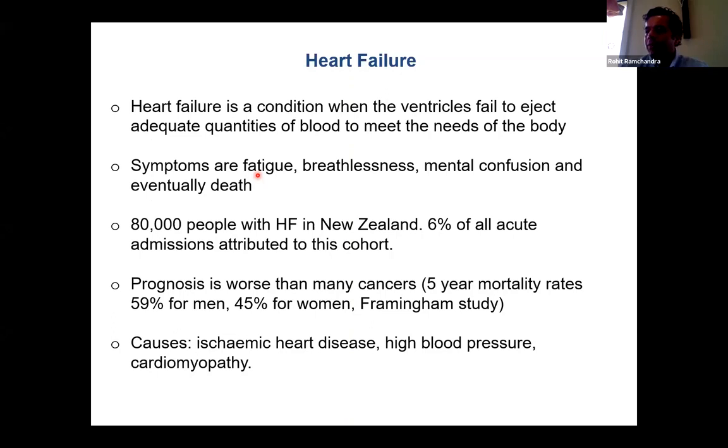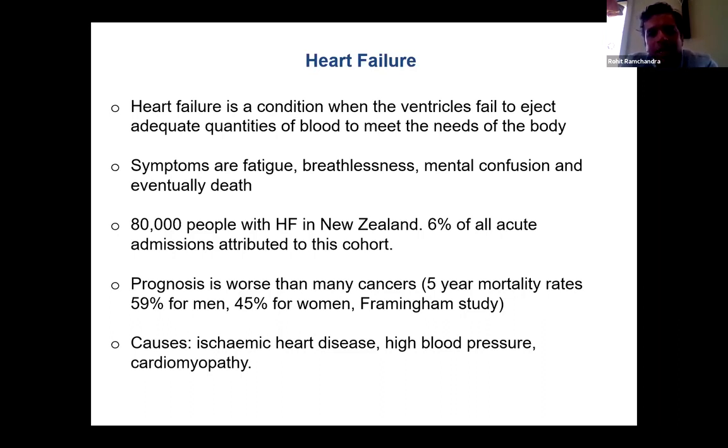So for a long period of my career, I've been really interested in heart failure, which basically is a condition where the ventricles fail to eject adequate quantities of blood to move the mass of the body. I'm going to focus my work really on heart failure with reduced ejection fraction, where effectively ejection fraction is below usually 40%, as opposed to heart failure with preserved ejection fraction, which also comprises about 50% of the population, but that's a separate story that we're not going to talk about today. The symptoms when you have reduced ejection fraction are fatigue, breathlessness, and mental confusion.